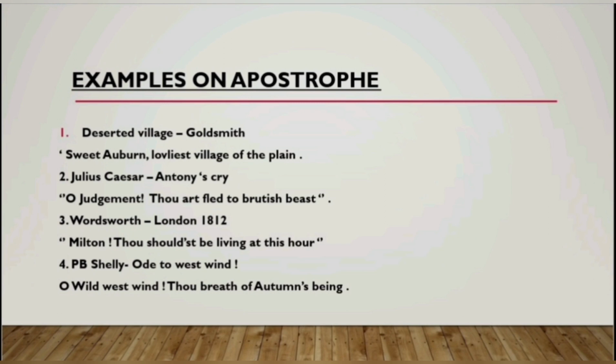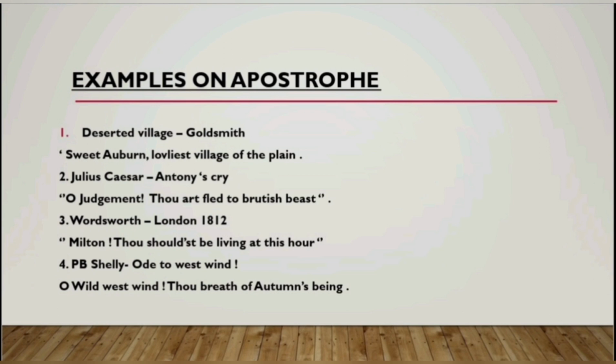The next example is from William Wordsworth's sonnet, London 1802, where he is addressing none other than Milton: "Milton, thou shouldst be living at this hour." So he wants Milton to be living at this hour. Wordsworth begins his sonnet by praising the 17th century poet Milton and suggests that England would be a better place if it were modeled after Milton, and values the era when Milton was born.